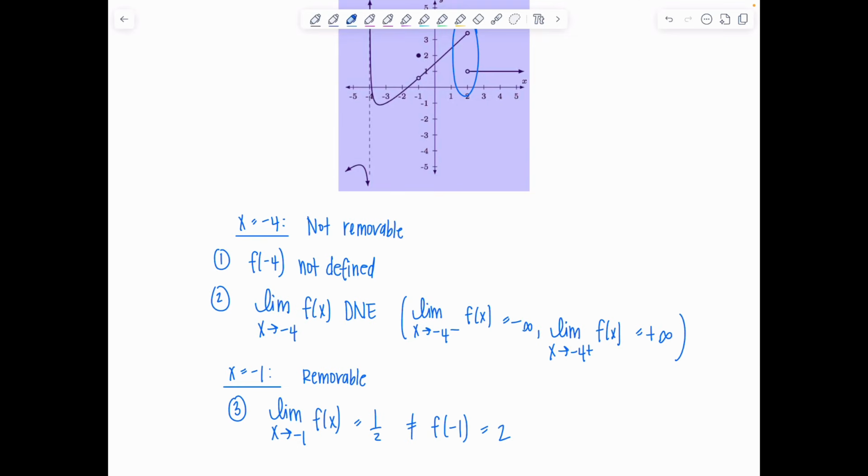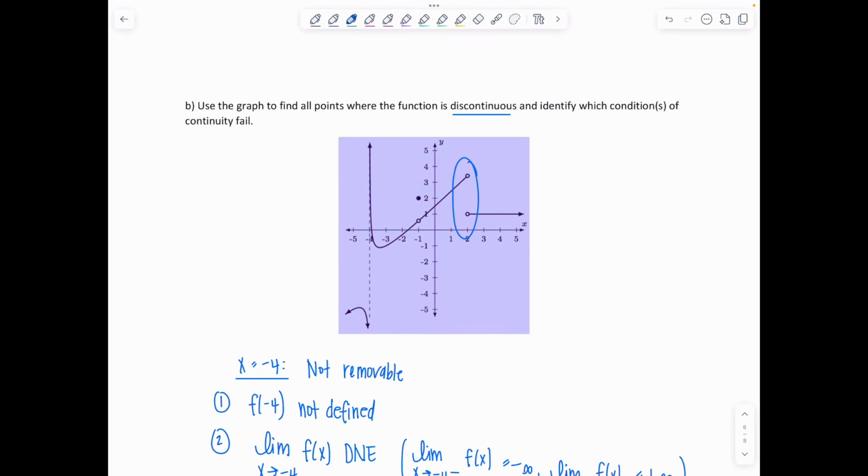Okay, last one we're going to investigate. Let me just do the work over here so you can see. Is that x equals +2. So it fails in a couple places. 1, f of 2 is undefined. And then does the limit as x approaches 2 exist?